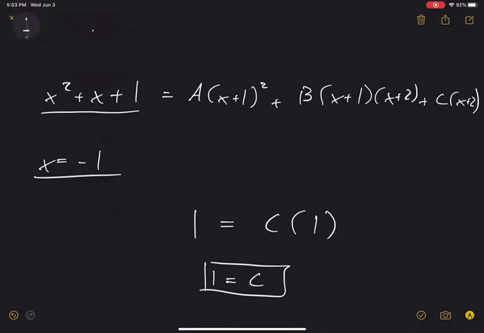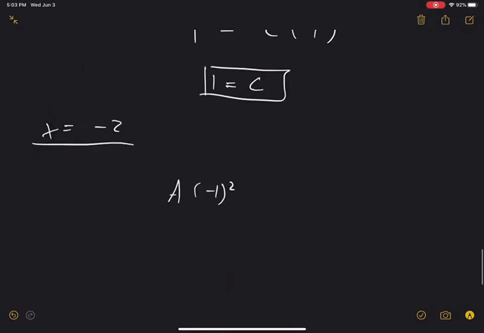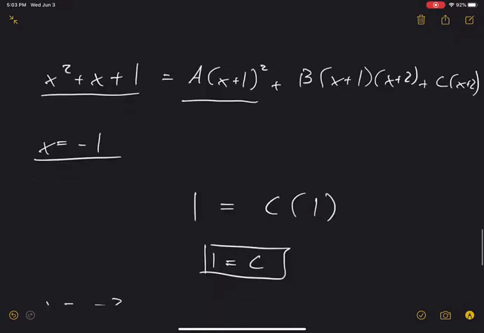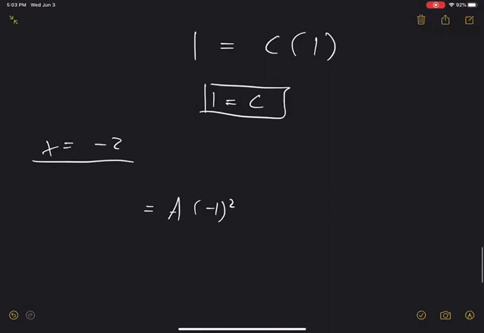On the right side, let's see, I would have a times -1 squared. So a times -1, and then the -1 is squared. What would I have here? I'd have multiplied by 0 here, so that's going to cancel completely. And then this is going to cancel completely as well. So on the right side, I just have a times -1 squared. In other words, a times 1.